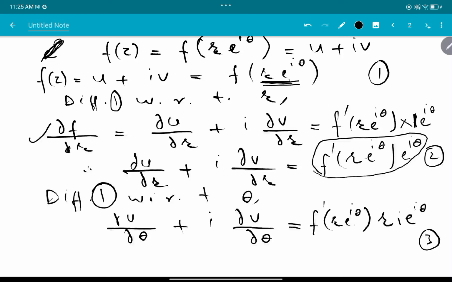My next step will be to substitute the value of this quantity, f dash of r e raised to i theta into e raised to i theta, in this place. You know that if we separate r and i, the rest of it is the same as this, that is equal to this side. So this side will appear here, with r and i multiplied with this.